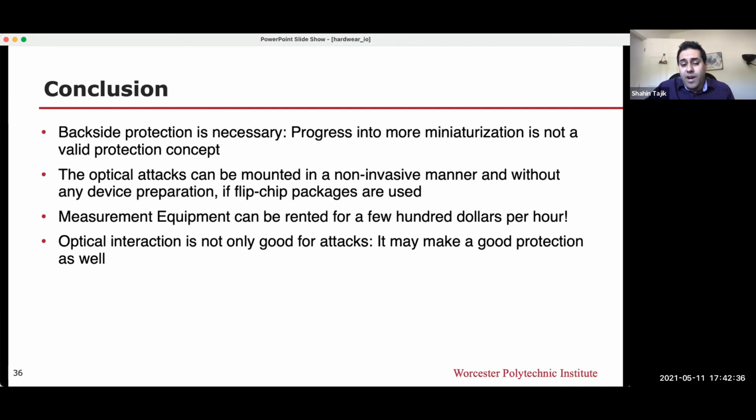And finally, we showed that optical interaction is not only good for attacks. You can probably use it in a constructive way to design countermeasures.